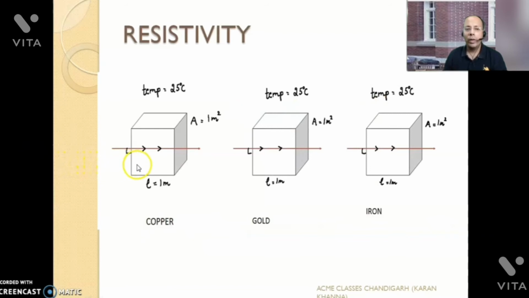We take 1 unit cube of copper, 1 unit cube of gold, 1 unit cube of iron, at temperature 25 degrees Celsius. Now, assuming current is passing perpendicularly through the 2 faces of the cube, and please be noted that the current has to pass perpendicularly between the 2 faces of the cube, because if it was non-perpendicular, then the length traveled by the current will not be 1 meter.